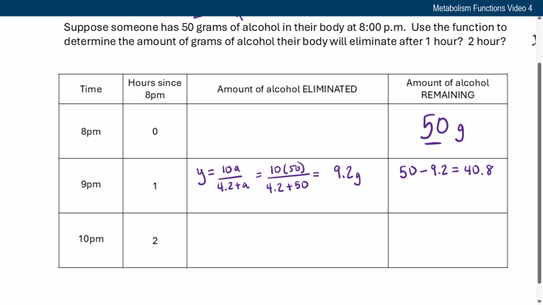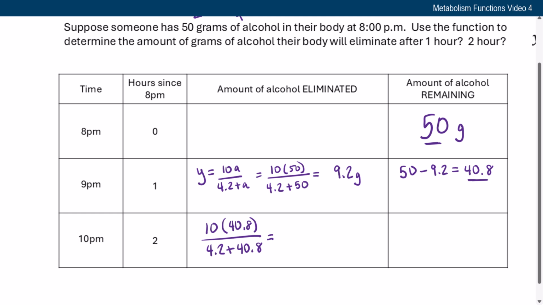Okay, now we're going to go ahead and move on to the second hour. So we're still going to use that same formula, but now instead of 50 for A, we're going to use the 40.8 because that is how much is currently in your system at hour 2. So that gives us 10 times 40.8 divided by 4.2 plus 40.8.